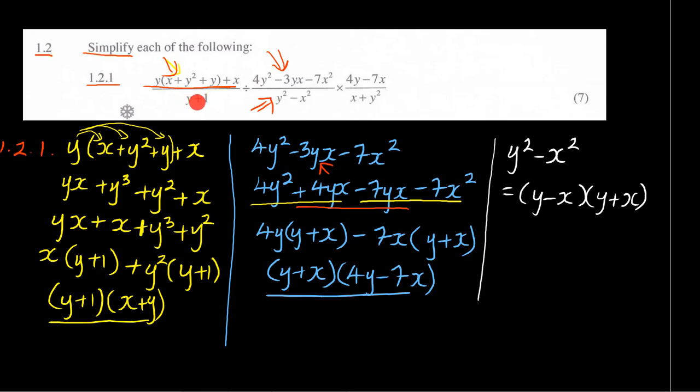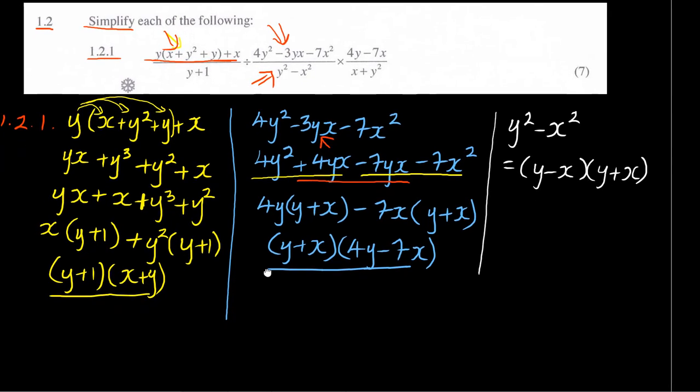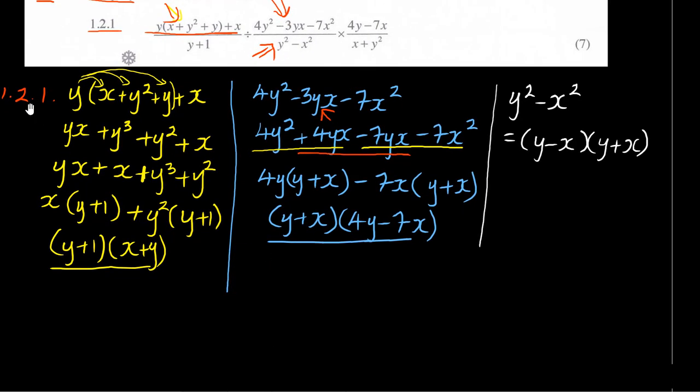Y plus 1 cannot be simplified further. 4y minus 7x cannot be simplified. X plus y squared cannot be simplified. So what it means now is we can put all this together.